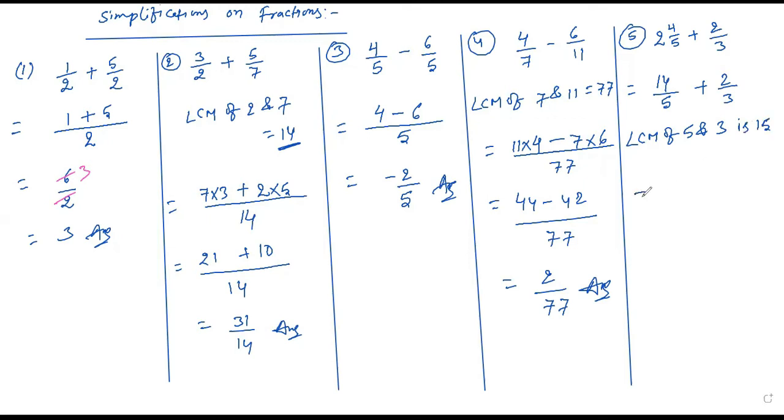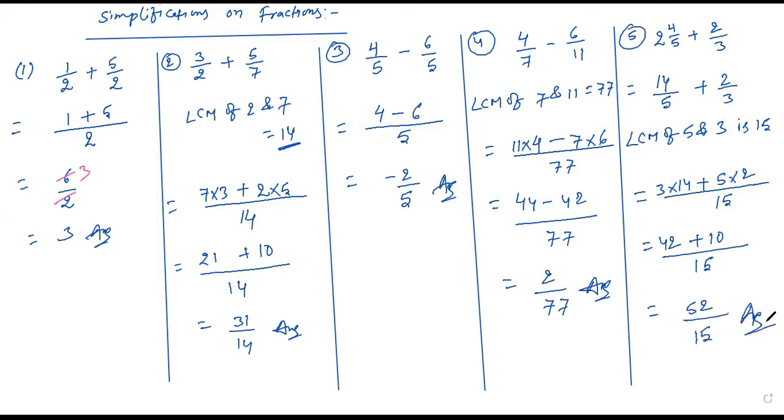Now again equal to, then plot the line. Below the line we have to write the denominator, which is 15. 5 into how many is 15? 5 threes are 15, so 3 will multiply with the numerator 14. Plus, 3 into how many is 15? 3 fives are 15, so 5 will multiply with the numerator 2. So 3 fourteens are 42 plus 5 twos are 10, whole divided by 15. 42 plus 10 is 52, so 52 by 15. This will be the answer.